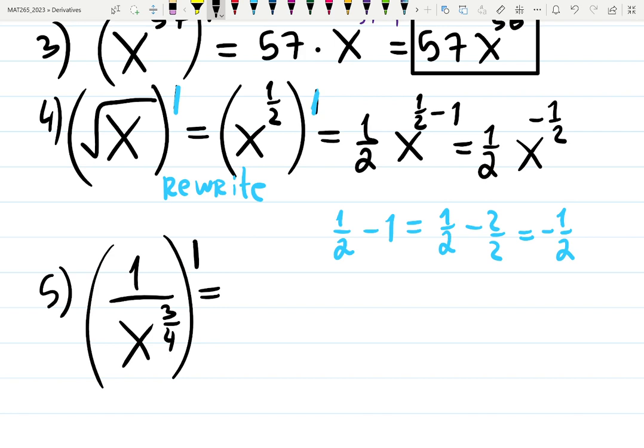Again, I don't know how to differentiate fractions. We only know the power rule. So what should we do? Let's create a power. You know this stuff. That's why I don't want to ask people who know this stuff. If you've seen this before, it's not new material anymore.